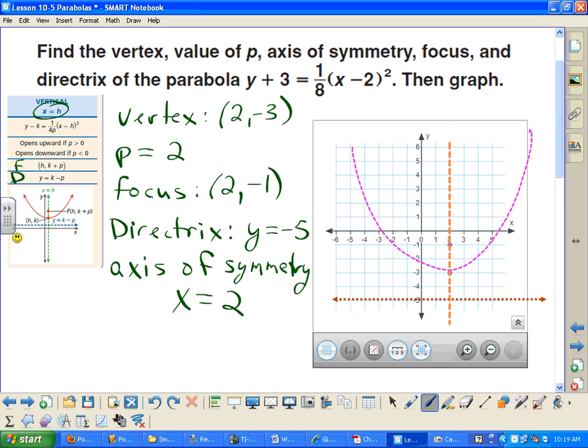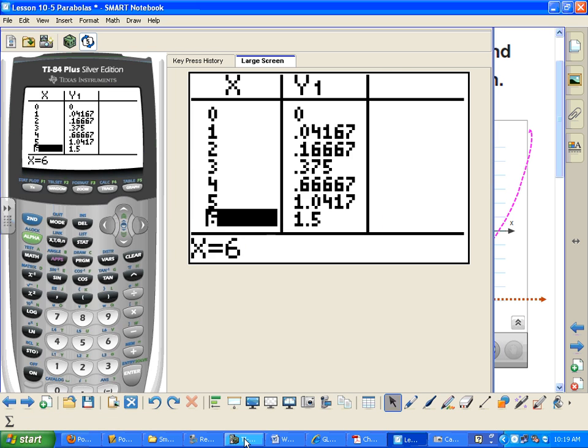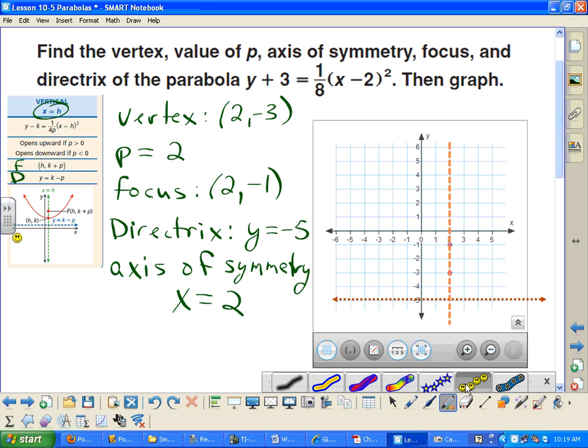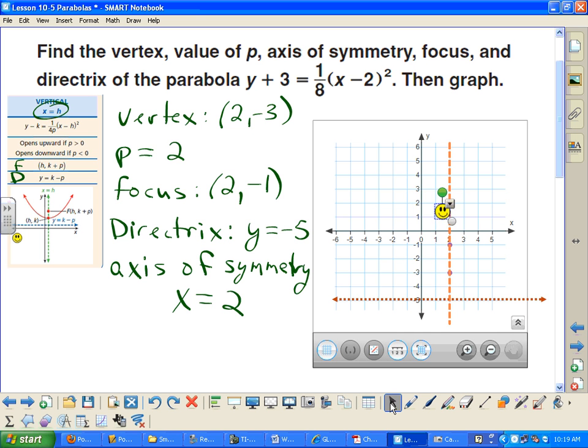Okay, so now, for graphing it, take out your calculator. Let's use our tools. I don't actually have to, but I'm going to, because all I need to know is, if I knew the y-intercept, the point on the y-axis, then there would be another point over here the same distance away, right? Because the graph is symmetrical. So go ahead and put it in your y equals.